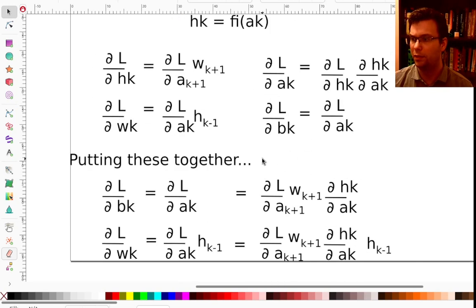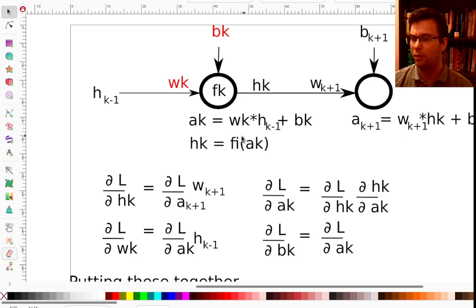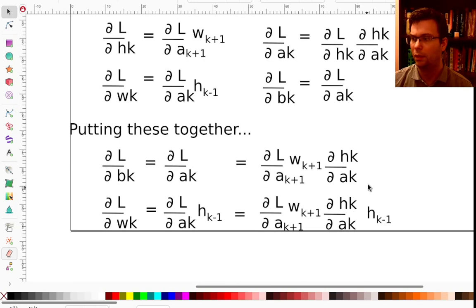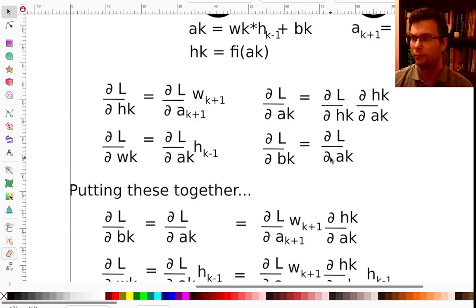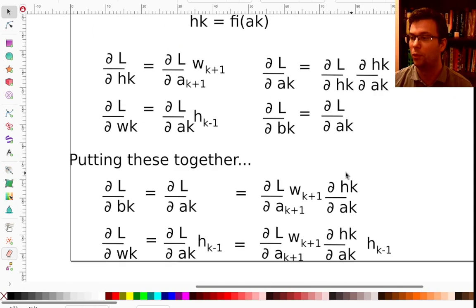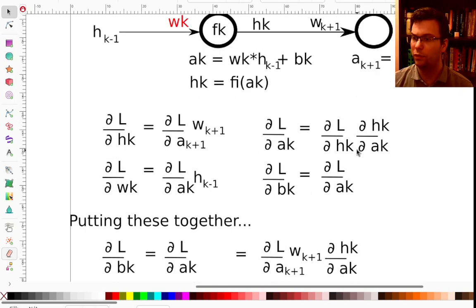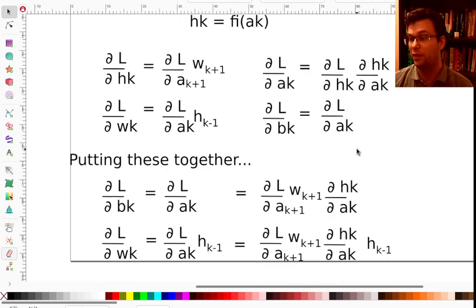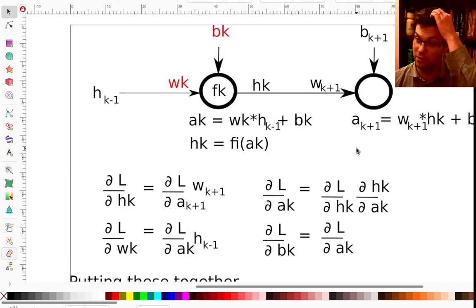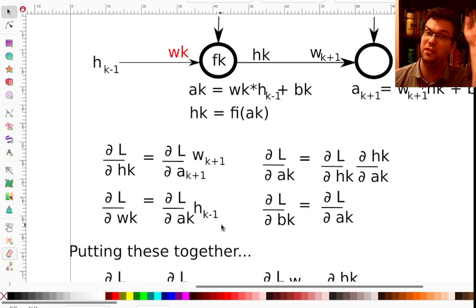then I can use that, and then I can multiply that by the derivative of the nonlinear function, and also multiply it by weight k plus 1. And that'll give me the derivative of the loss function with respect to the bias at this neuron. So if I remember this from the last time, I can compute the derivative with respect to the bias, which actually is the same thing as the derivative with respect to a k. Okay? So that's something I'll remember for the next time.